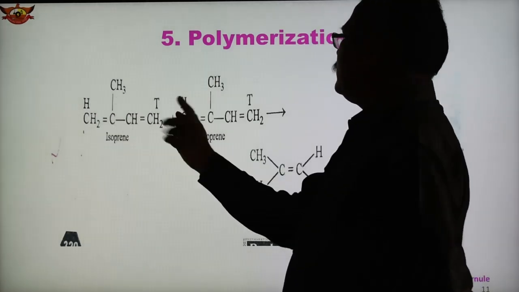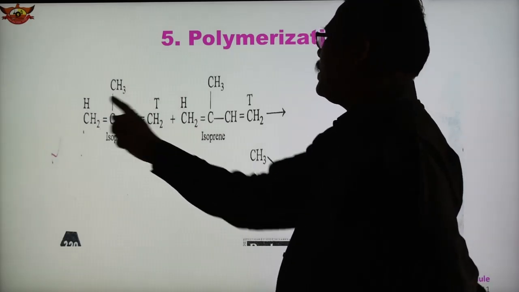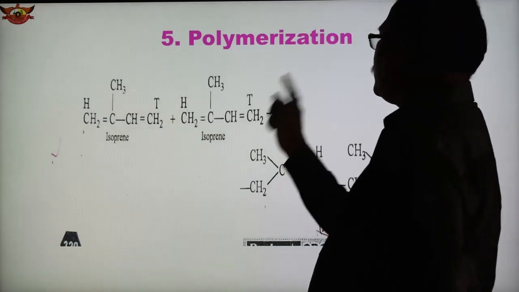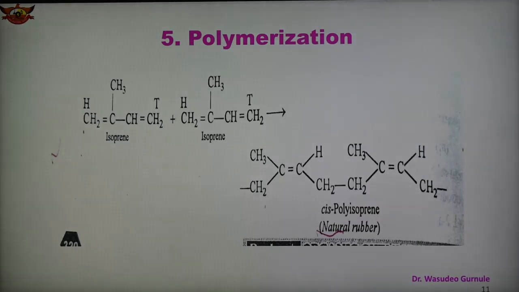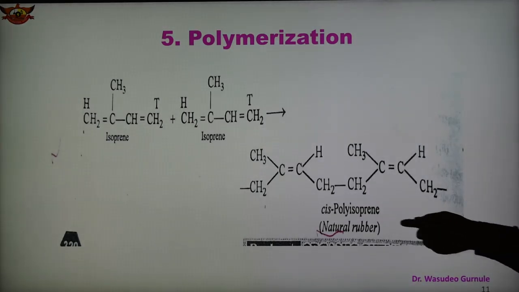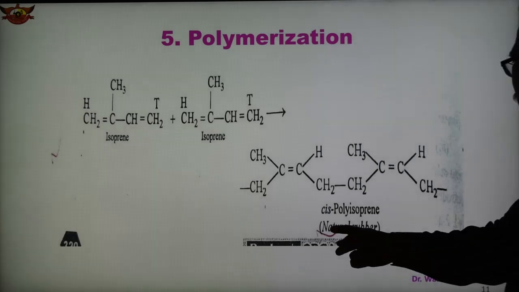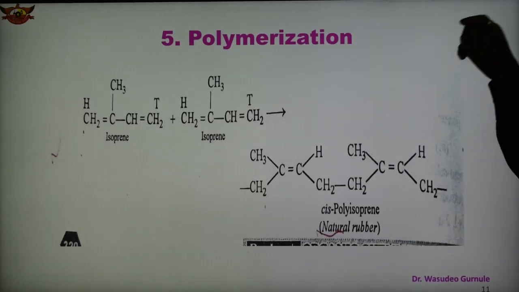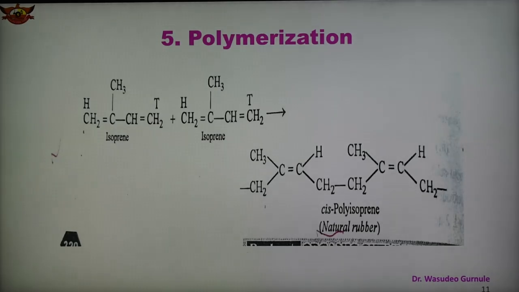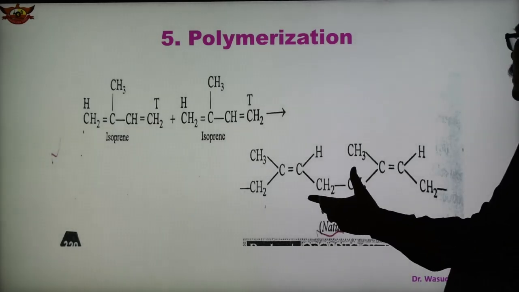This is head, meaning where the CH3 side is, the CH2 is the head, and here also this is the head and this is the tail. So addition is taking place. Two molecules join together and we get polyisoprene. But this is the cis product and this is the natural rubber. So in case of natural rubber, isoprene is a natural compound and they join. See how the molecules are joining.